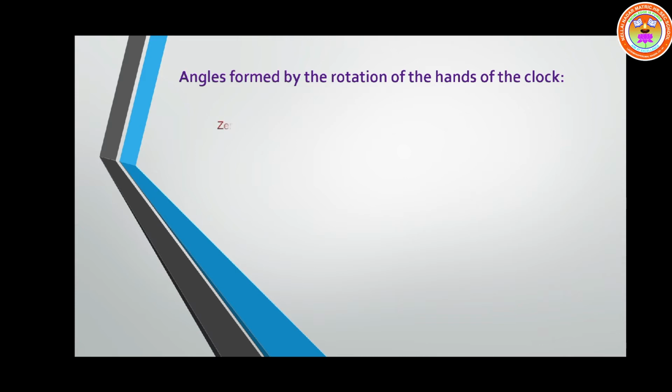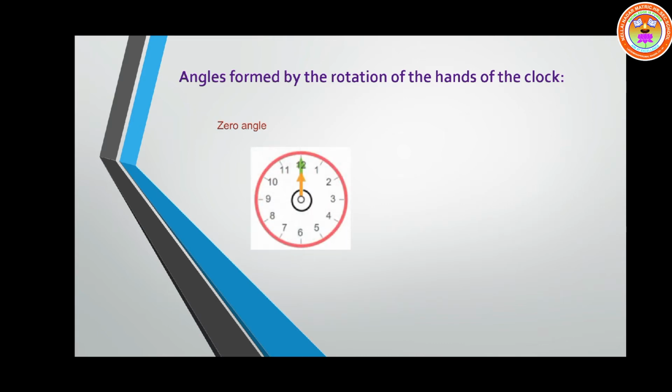So first, zero angle. Children, do you remember in the last video we recalled the different types of angles? The same angles we are going to use and learn with the rotation of the hands of the clock. How are the angles formed in the rotation of the hands of the clock? First, zero angle. How is it formed? When the minute hand and the hour hand lie one over the other. There is no angle formed, so that is zero angle.